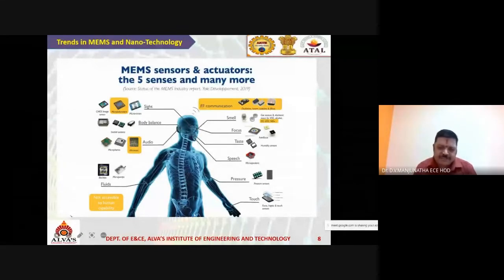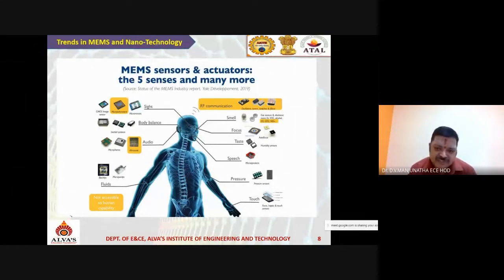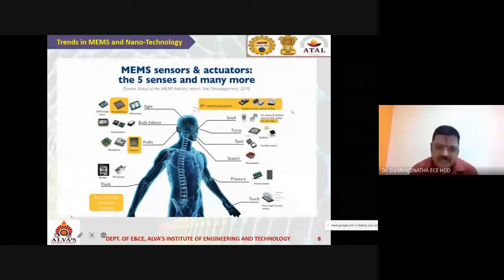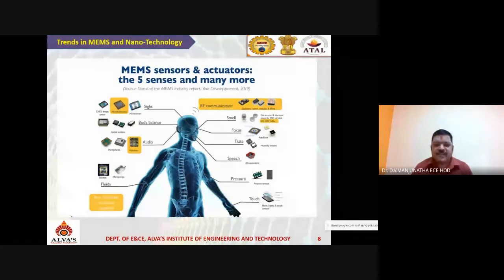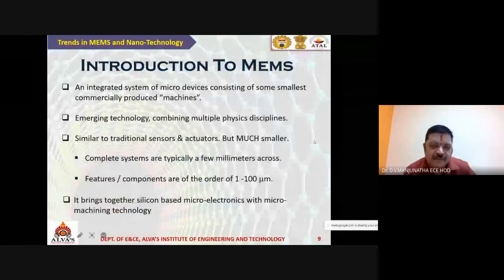So many sensors. You tell me today, what do you want to do for those aspects? There are sensors available. So whatever mankind is doing, all those sensing applications are available in MEMS sensors. So MEMS sensors captured the whole market starting from 2014 till 2019. It has grabbed the market in the area of sensors.